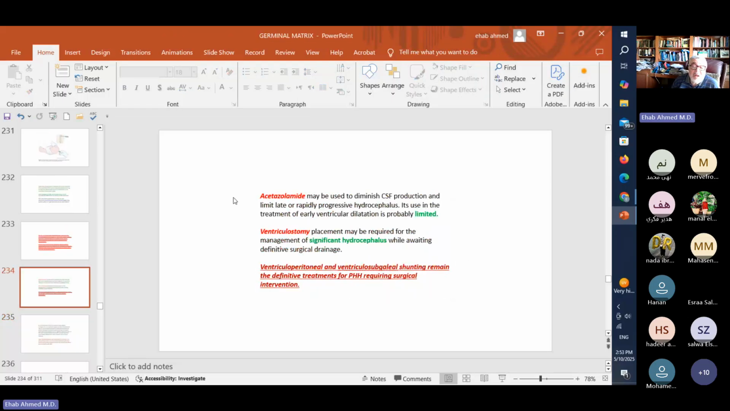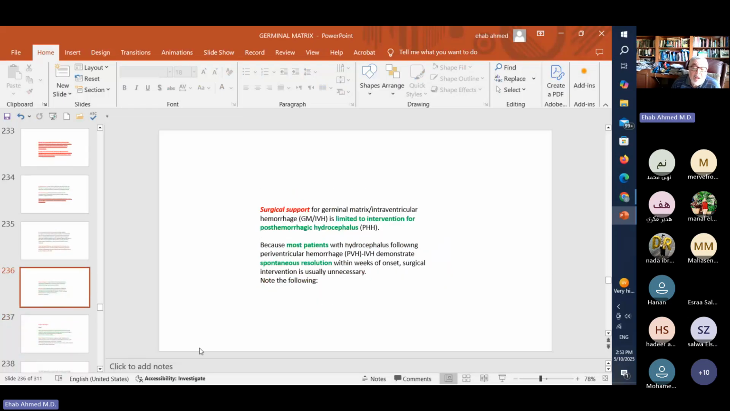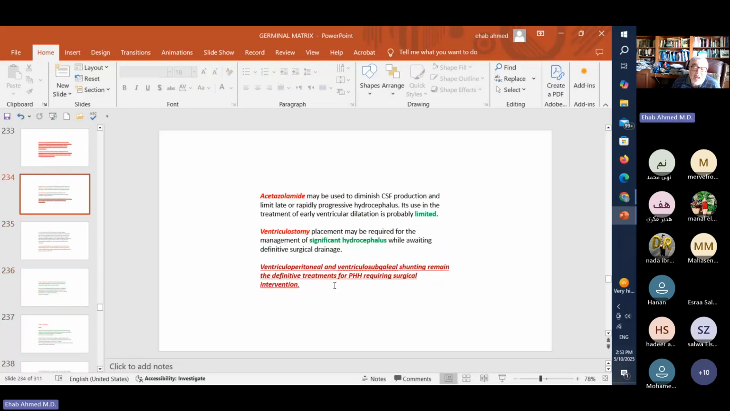And then acetazolamide, it's of limited value. Ventriculostomy, if there is significant hydrocephalus. Ventriculoperitoneal and ventriculosubgaleal shunts remain the definitive treatment for post-hemorrhagic hydrocephalus requiring surgical intervention. And actually, the subgaleal is also transient. The permanent is the peritoneal or atrial.